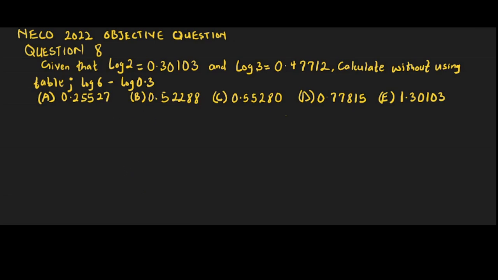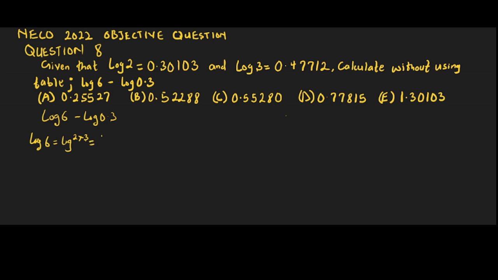Question 8 says, given that log 2 equals 0.30103 and log 3 equals 0.47712, calculate without using table log 6 minus log 0.3. Here are the options. Now, we have log 6 minus log 0.3. Now, log 6 is the same thing as log 2 times 3.